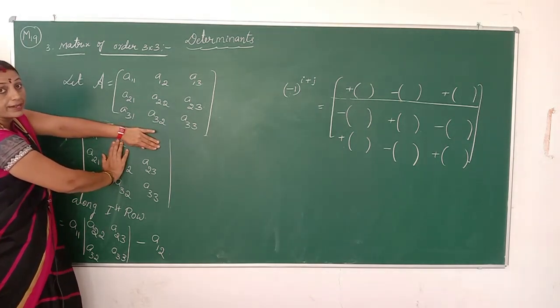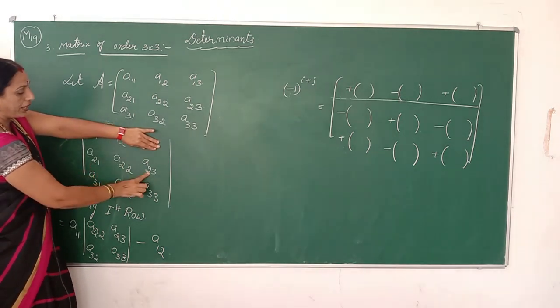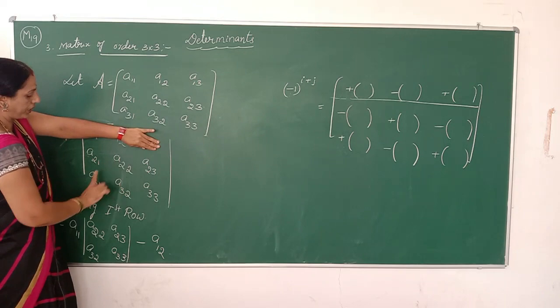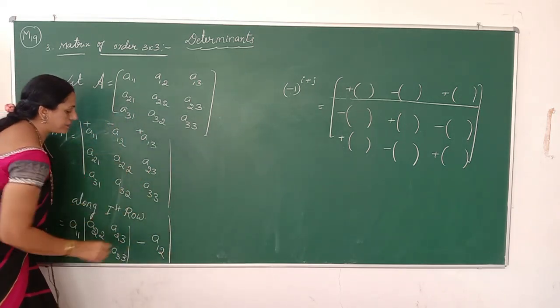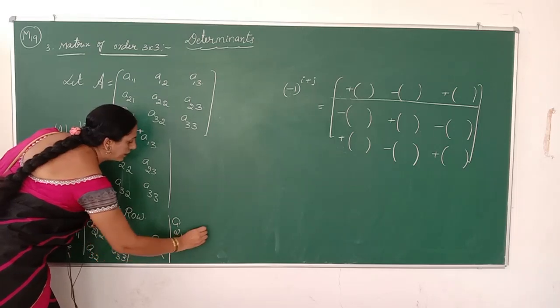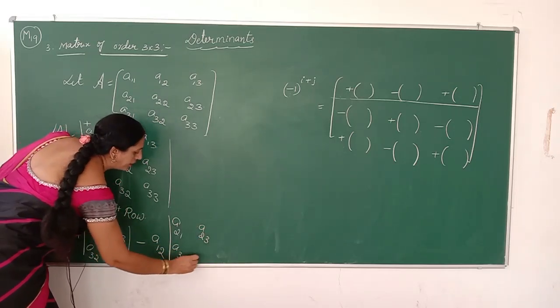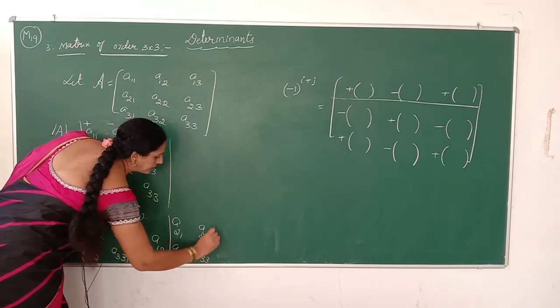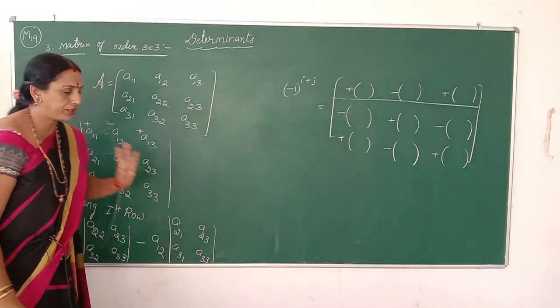These elements get neglected. So what are the remainings? A21, A23, A31, A33. These are the elements of another 2 cross 2 determinant.